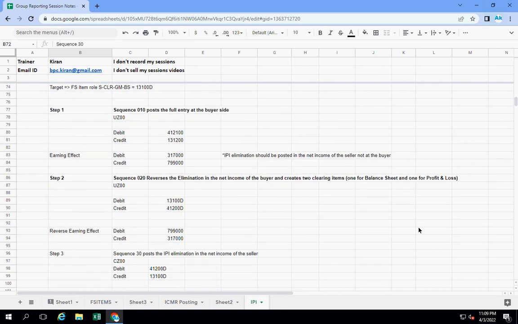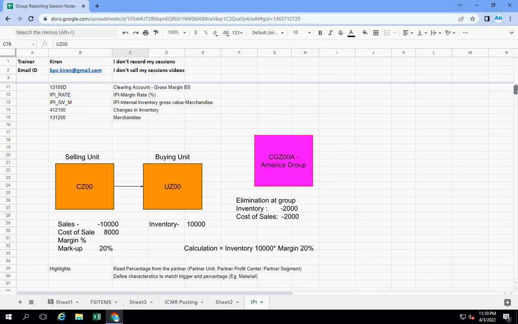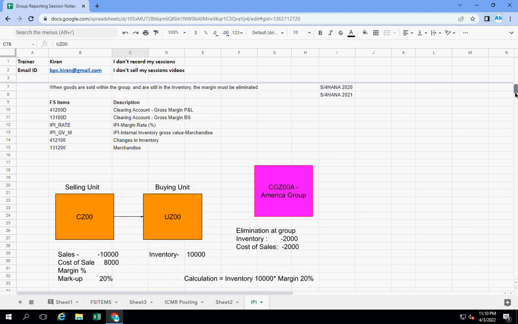That's what the elimination post. First sequence, buyer side. So the first sequence we have to create is to post the elimination entry on the buyer side. So the full entry will be on the buyer side. Who is the buyer? US. When I say buyer, buyer is US, seller is Canada. So first elimination happens on the buyer side.